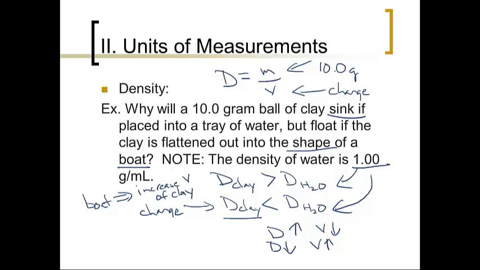Okay, now, how big does the boat have to be? Well, this density has to be less than 1.00 grams per ml if it's going to float. Density has to be greater. So that means this volume here, the volume has to be greater than 10 milliliters. Then the clay will float. If you compact it and it's not big enough, the clay still won't float.